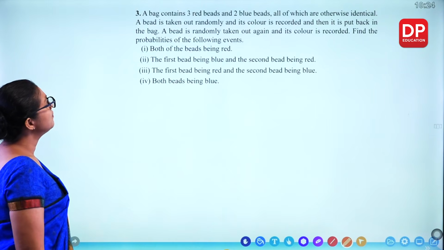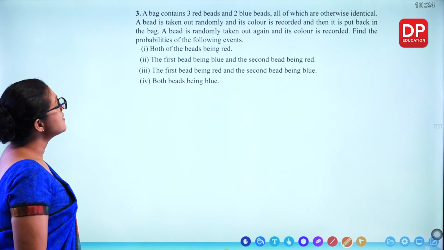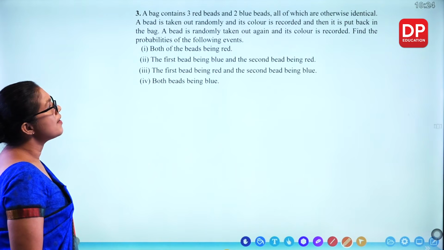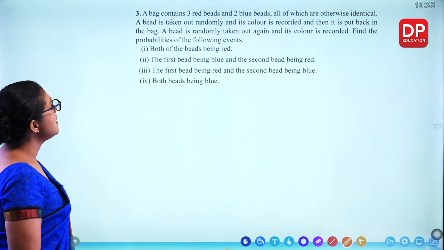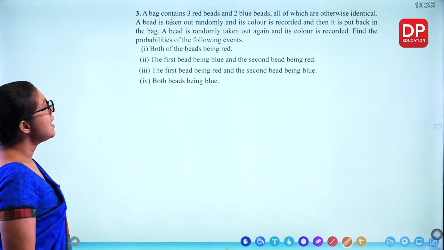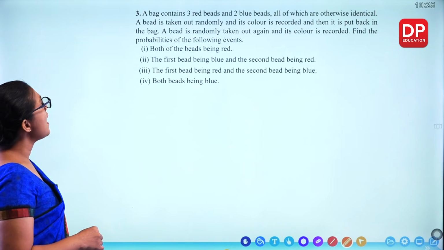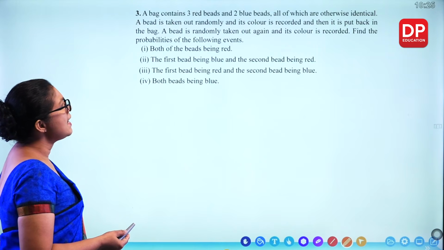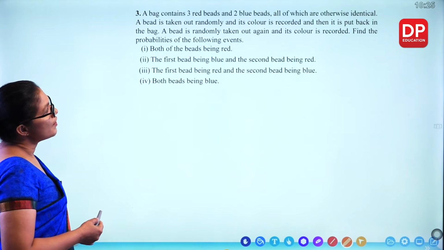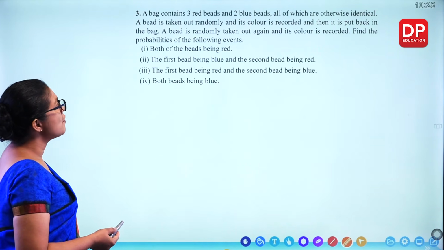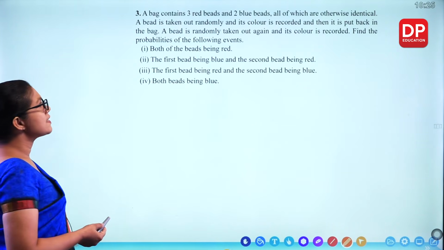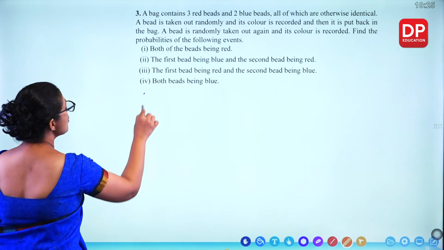Question number 3. A bag contains 3 red beads and 2 blue beads, all of which are otherwise identical. A bead is taken out randomly and its color is recorded and then it is put back in the bag. A bead is randomly taken out again and its color is recorded. Find the probabilities of the following events. So we'll draw a sample space diagram to answer this question.